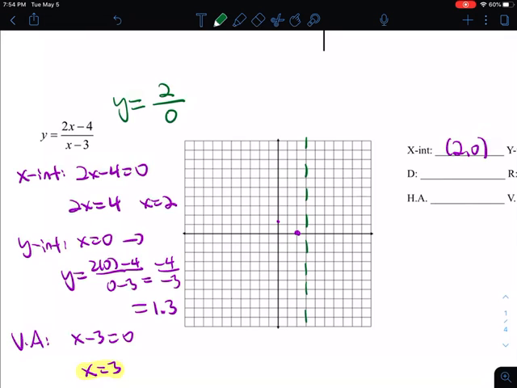So when x is 3, we get a y value that is undefined. That means x cannot equal 3, which is why we have a vertical asymptote there when x is 3. Whenever our denominator is 0, we get something divided by 0, which we all know is not defined.